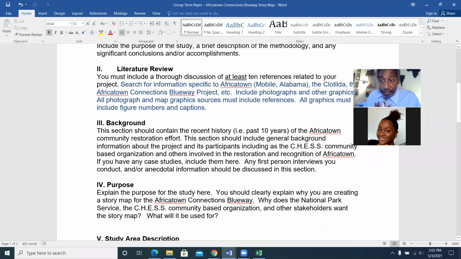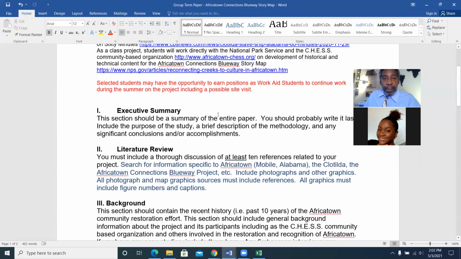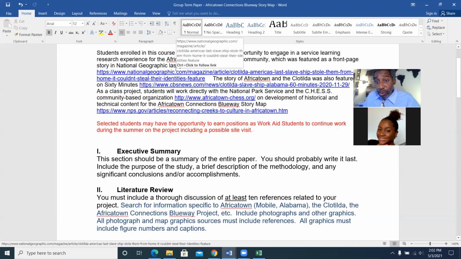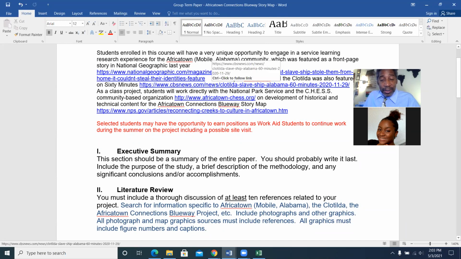What I would do is assign maybe one person to do the lit review. I'll show you what one is later on, and we'll talk about this more when we get to the work. A literature review is basically looking at information sources about this project. Now, I've already given you two sources. Here's a National Geographic story. That's one source. Feel free to use it. Another one is the 60 Minutes story.